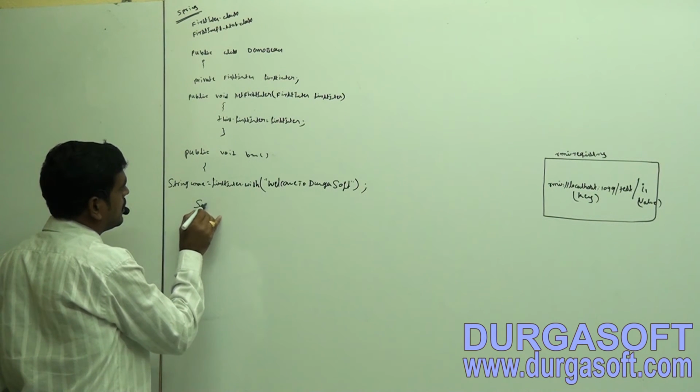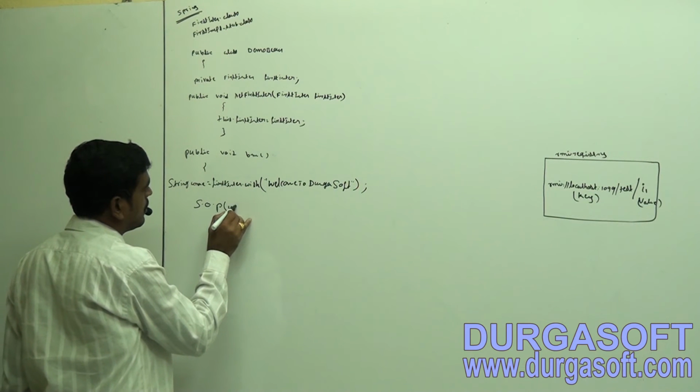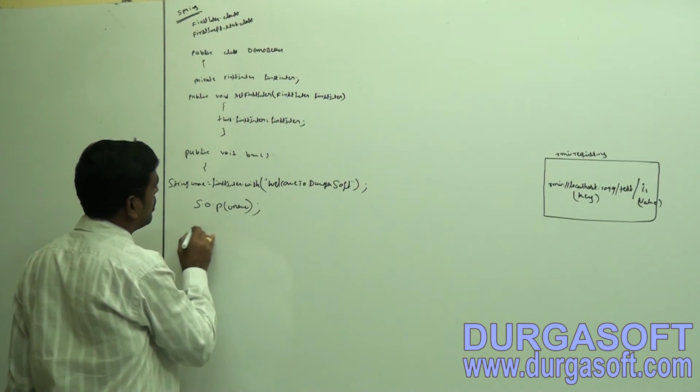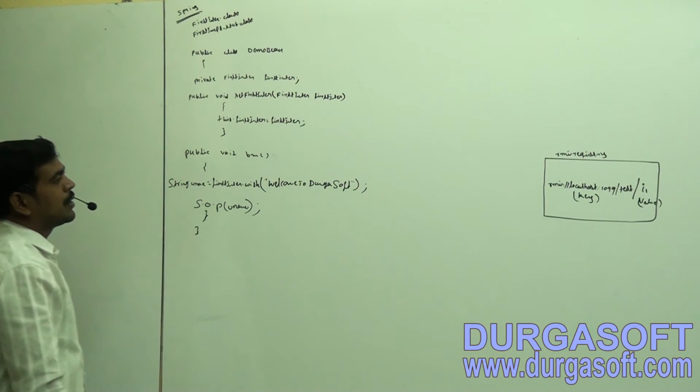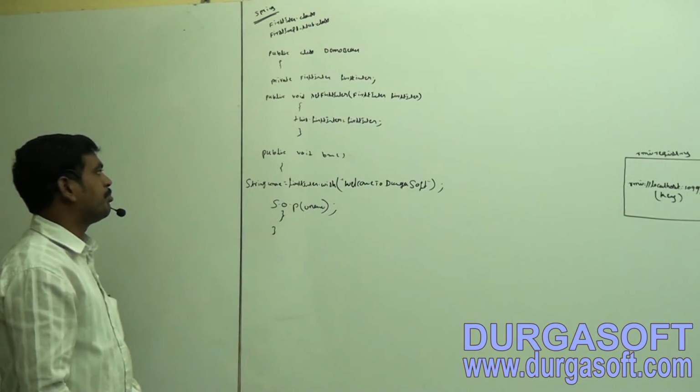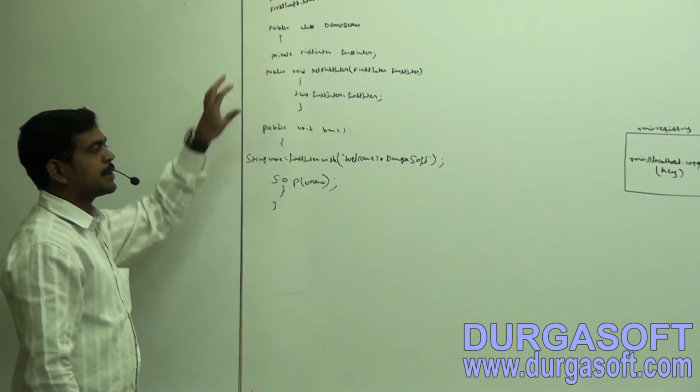The next, System.out.println(uname). Close the method, close the class. This is the business component on the Spring side.